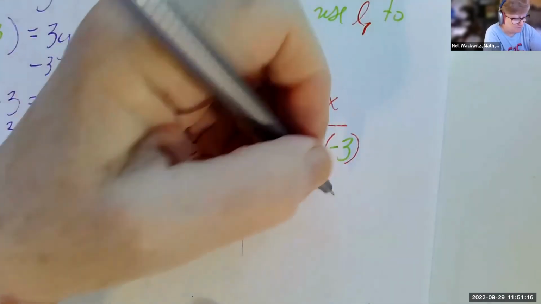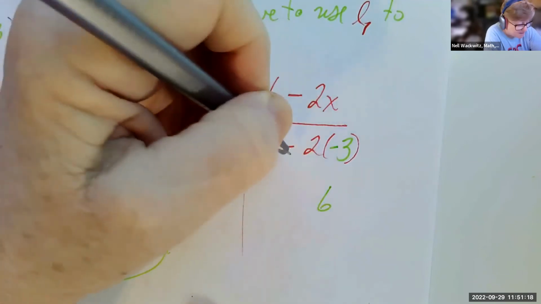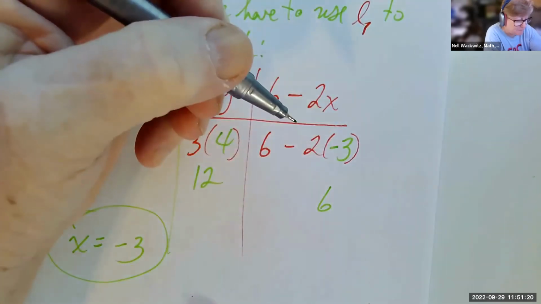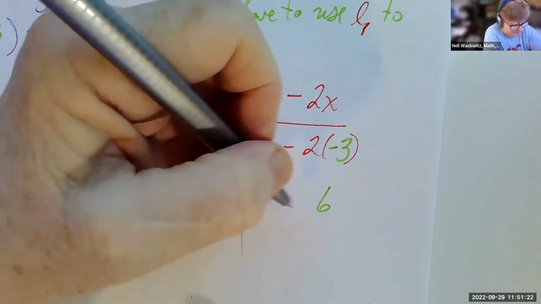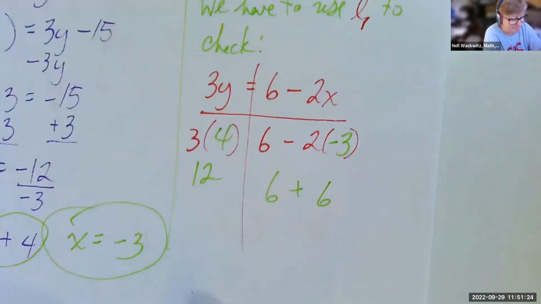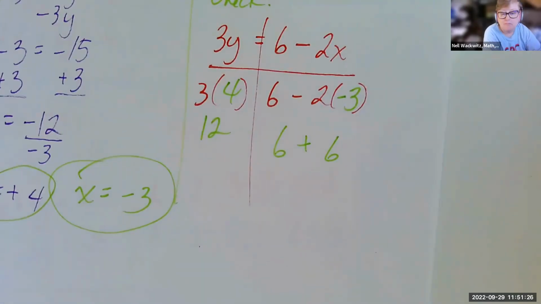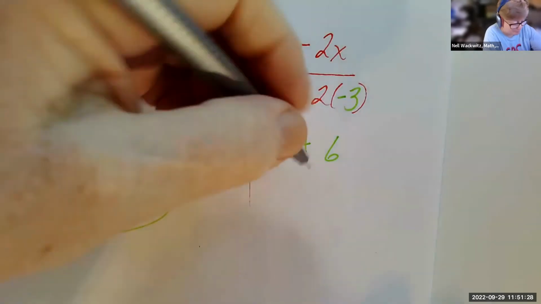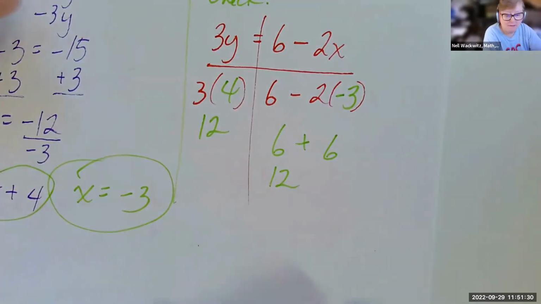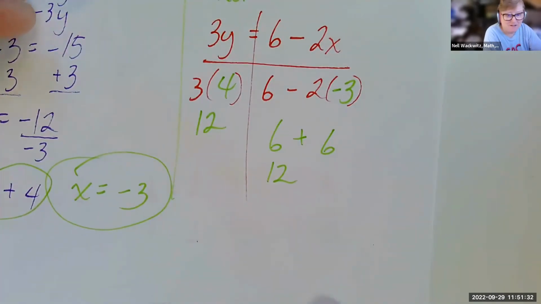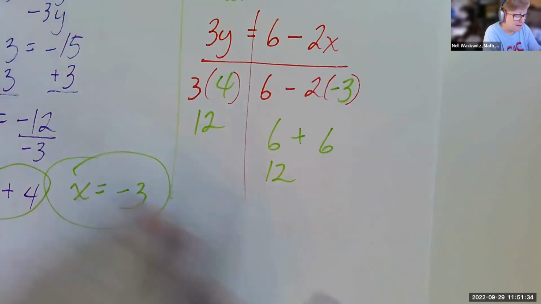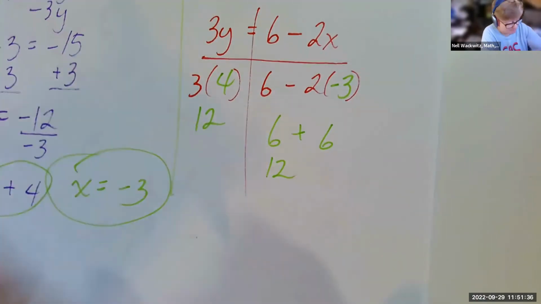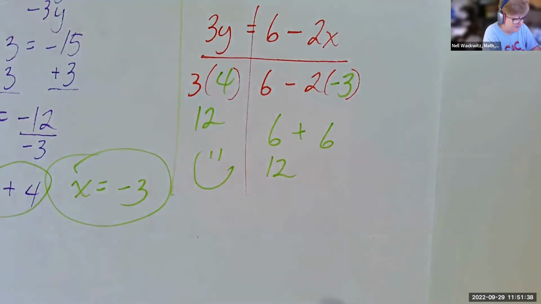2 times 3 is 6. And what is a negative times a negative? Positive. So 6 plus 6 is 12. So we have 12 and 12. So when we're checking, the numbers have to be exactly the same on each side, right? Exactly. Okay.